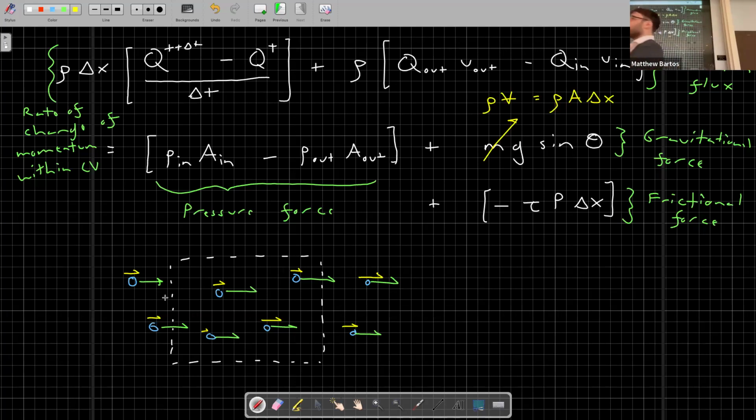Yes. Can you say that again? Was it the product of velocity and mass? Yes, so momentum is the product of velocity and mass. So we're taking the product of velocity and mass for each of these particles, summing it up as it comes out the right side, minus the sum of the mass and velocities coming in the left side. So it's a generalization of thinking about a mass flux.